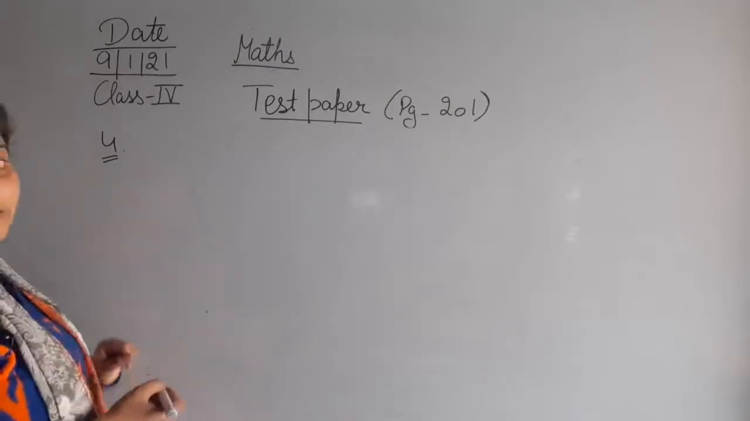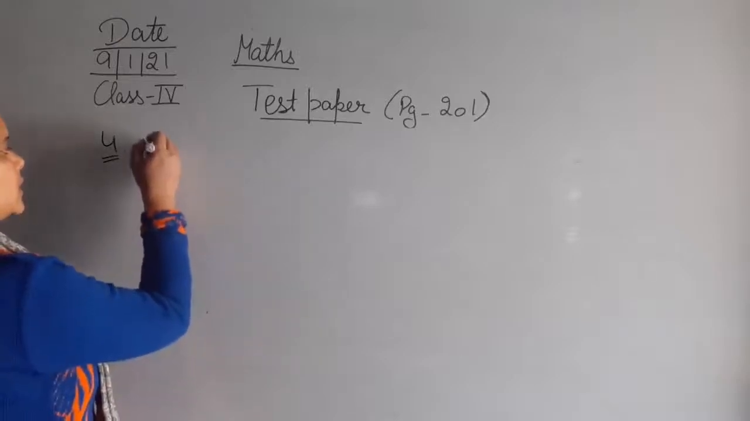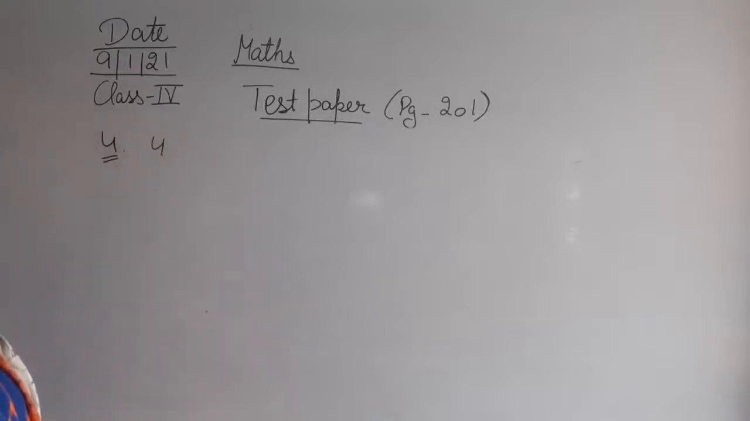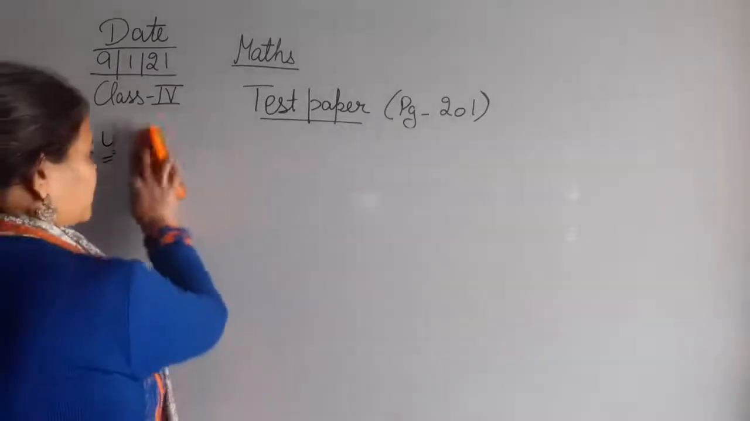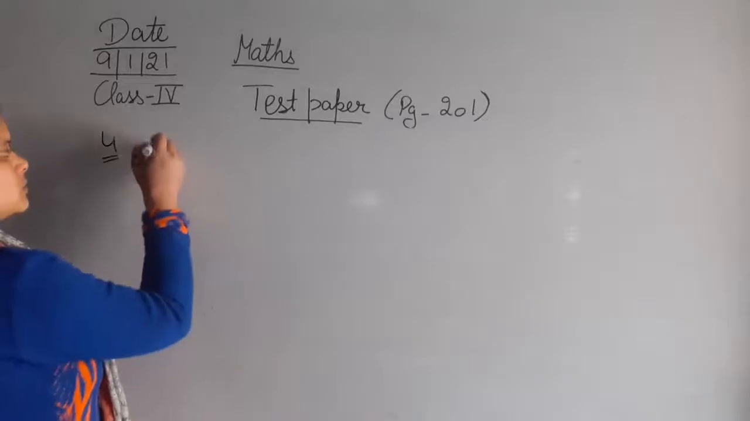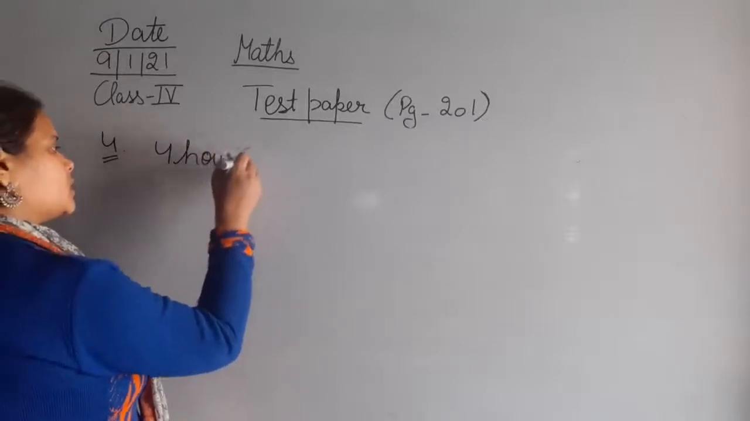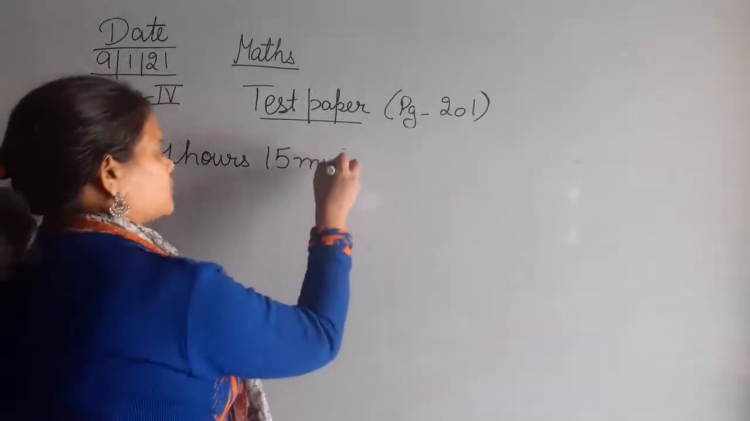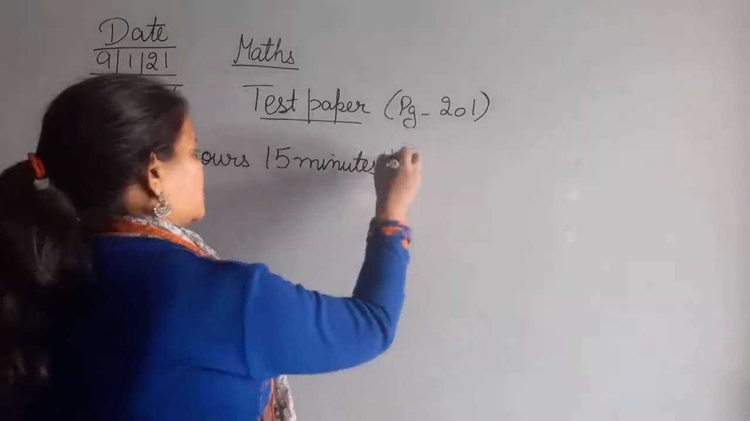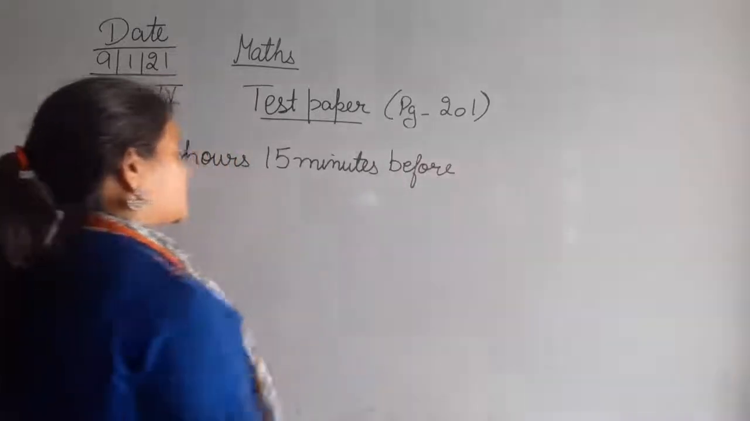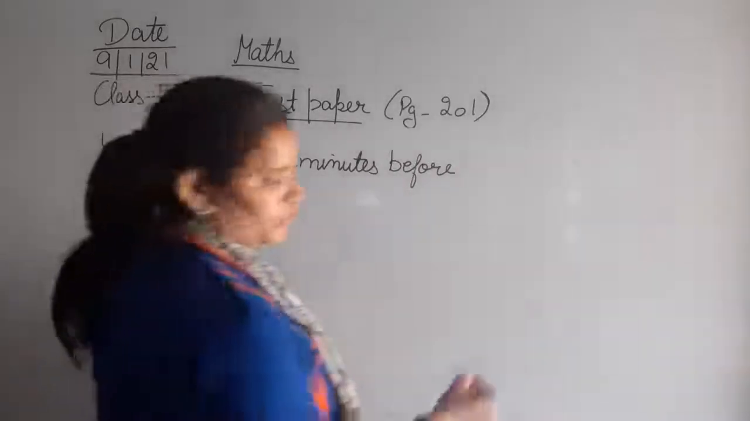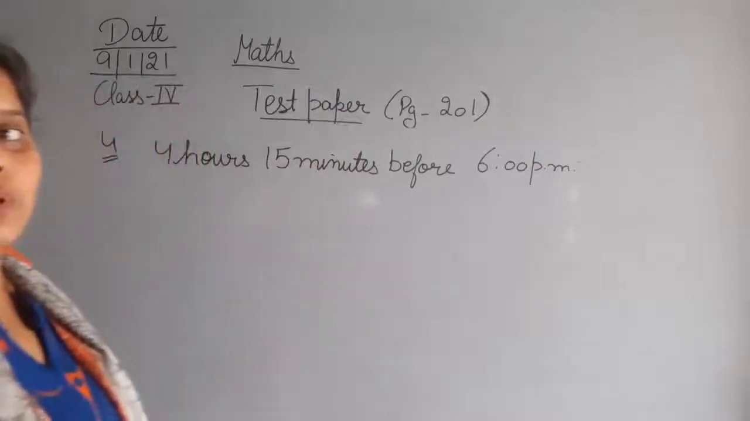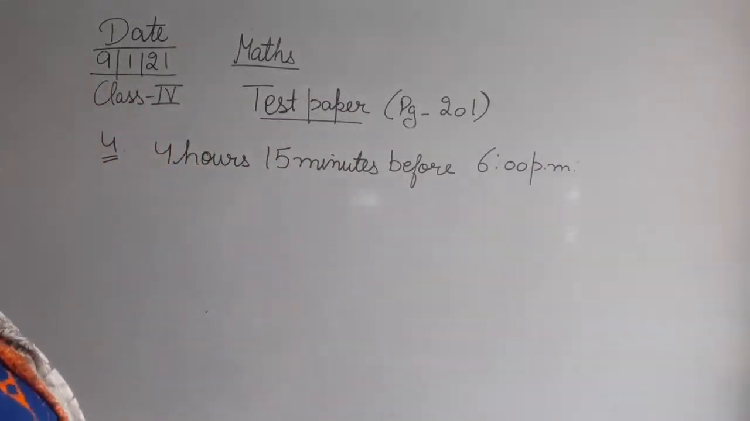So we have to calculate the time. The question was, what was the time 4 hours 15 minutes before 6 PM. This we have to calculate.